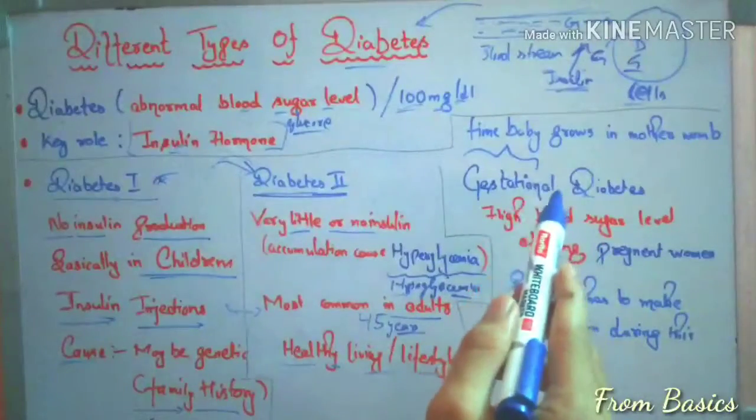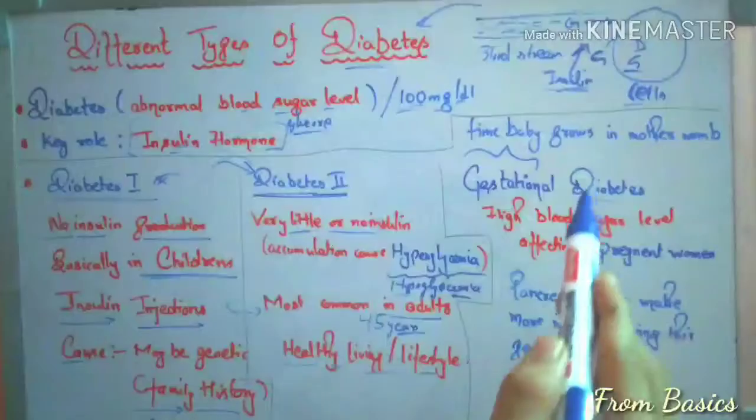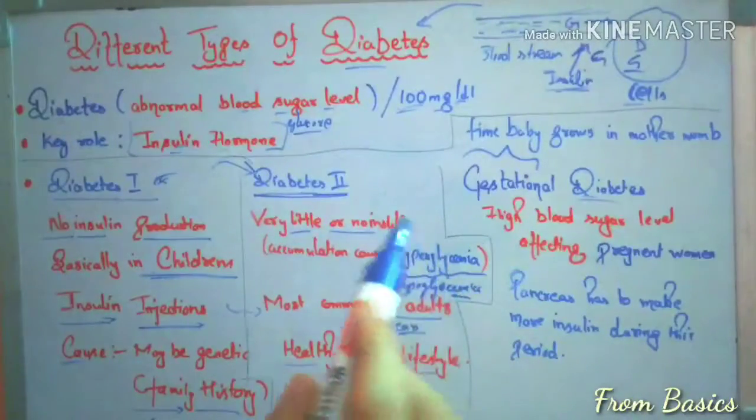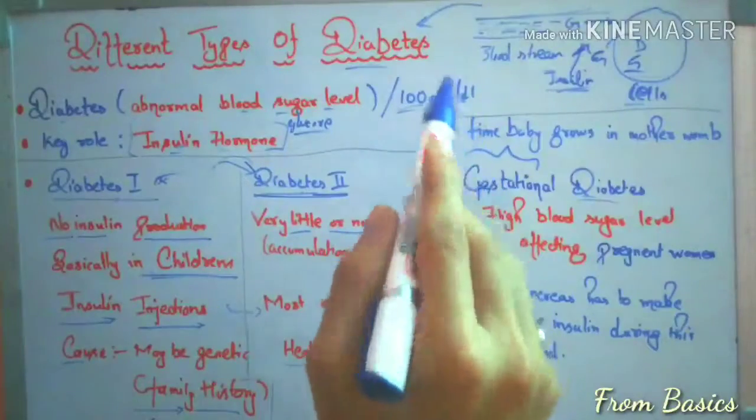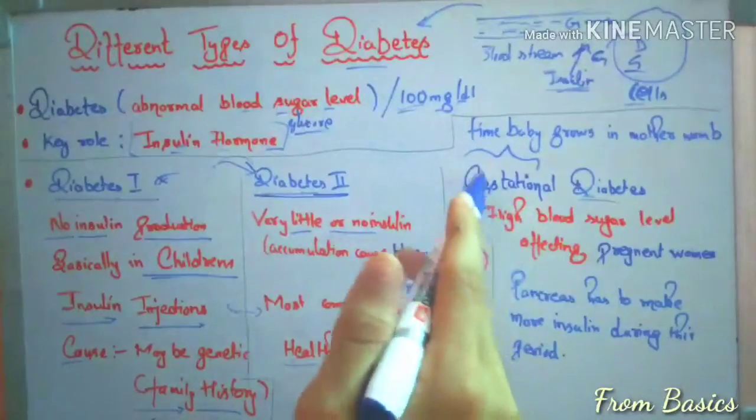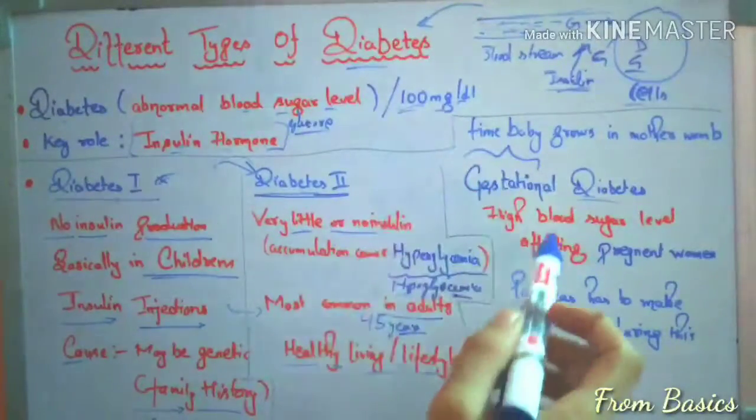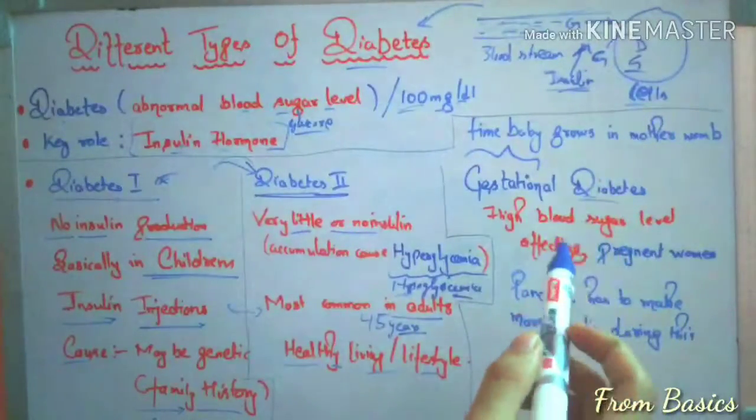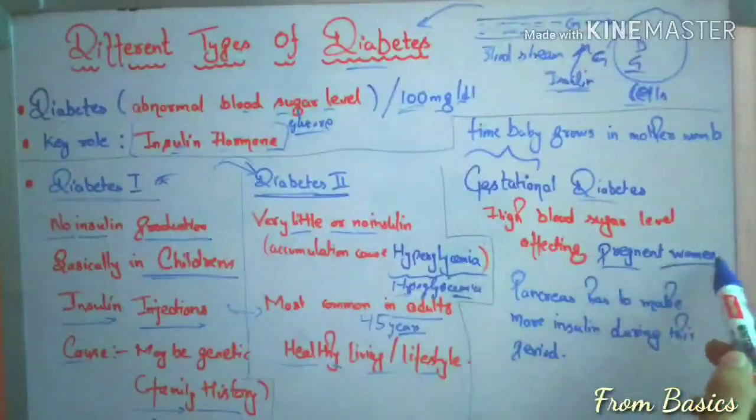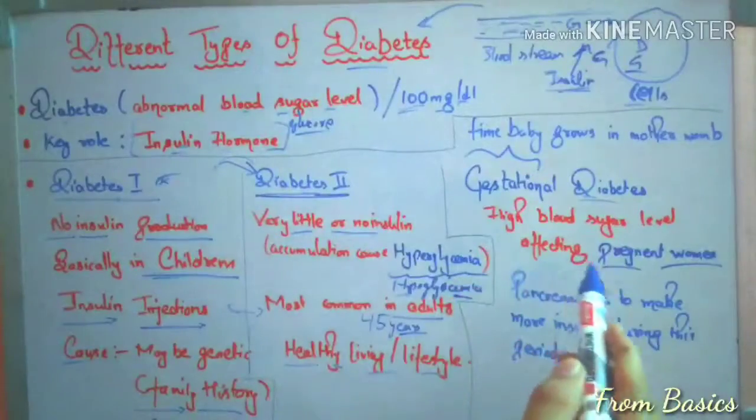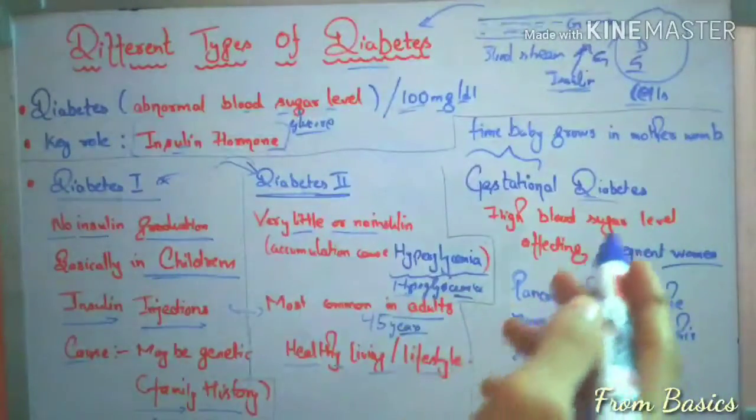The third important diabetes type is gestational diabetes. As the name suggests, gestational means the time period in which the offspring, or the baby, grows in the mother's womb. What happens here is that there is a high blood sugar level affecting the pregnant woman. So this type of diabetes is prevalent in pregnant women.